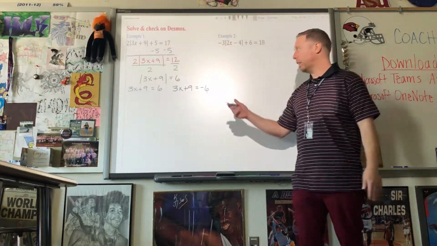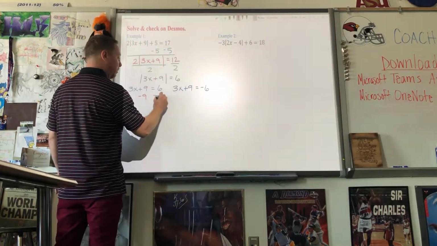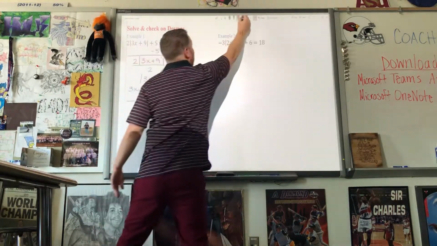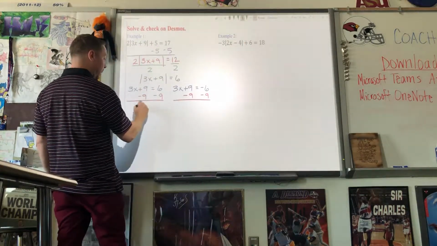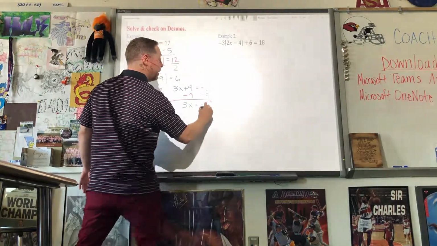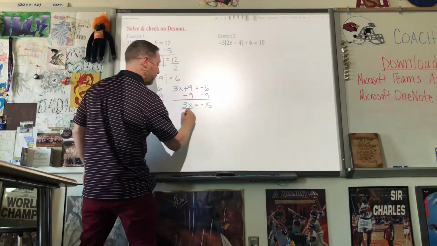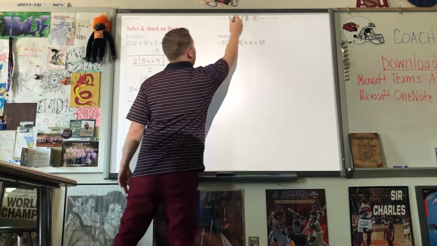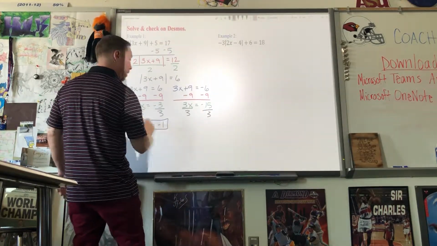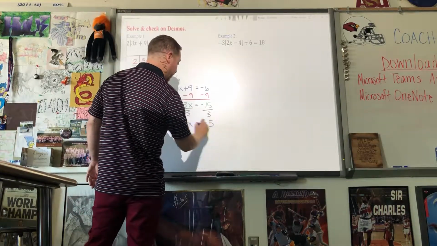All right, now I think I can speed up because this is pretty basic now. I'm going to do minus 9 on both sides, minus 9 on both sides. So I got 3x equals negative 3. Over here I got 3x equals negative 15. Divide both sides by 3. So here I got x equals negative 1. And here I've got x equals negative 5.